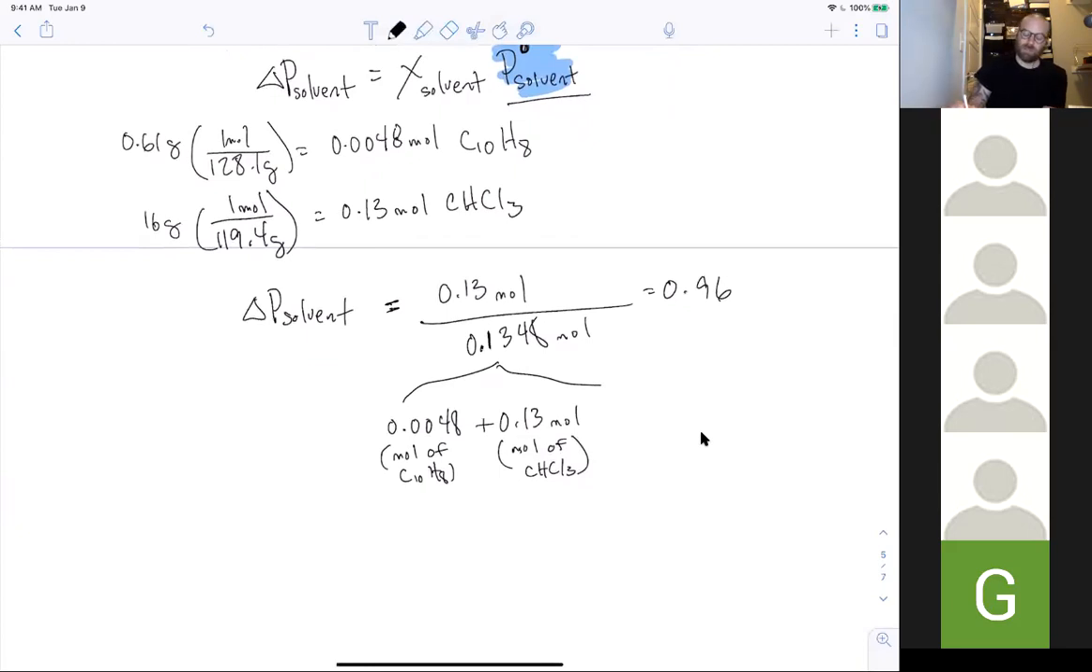But once you hit this, let me get rid of this side here. Then we can go in and calculate delta P.